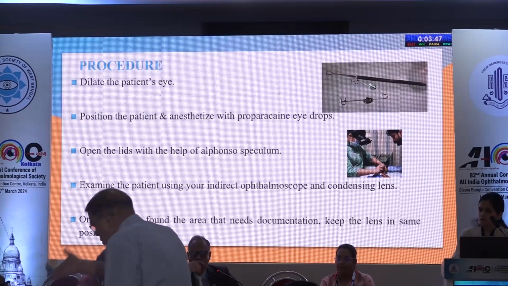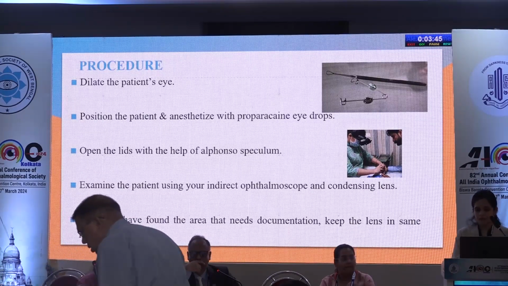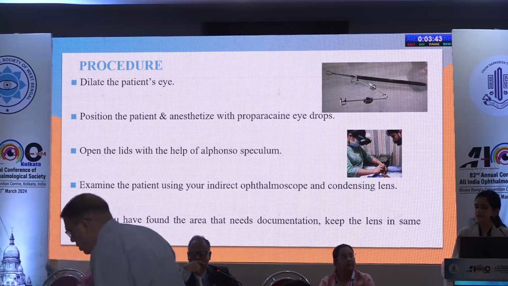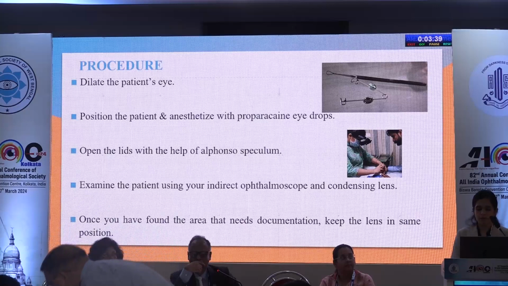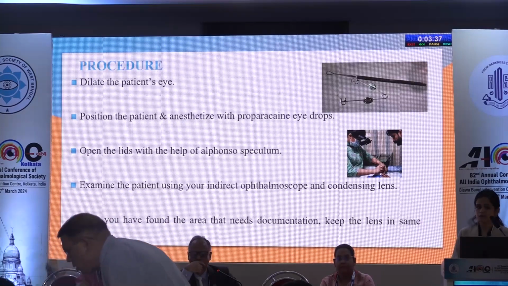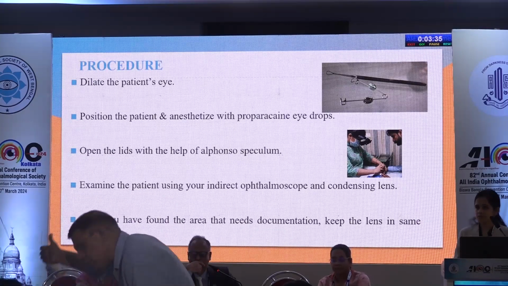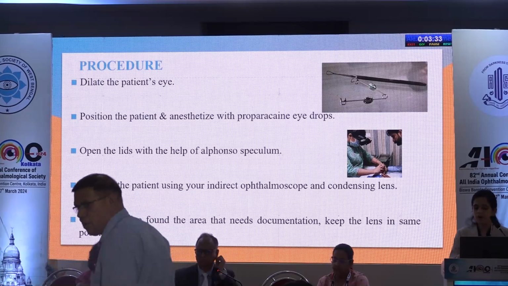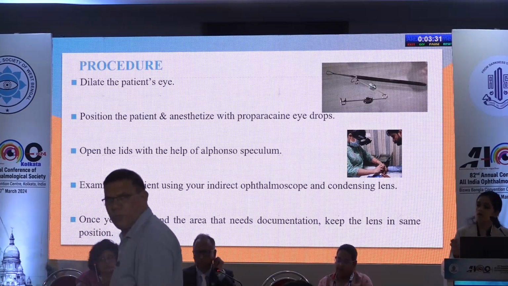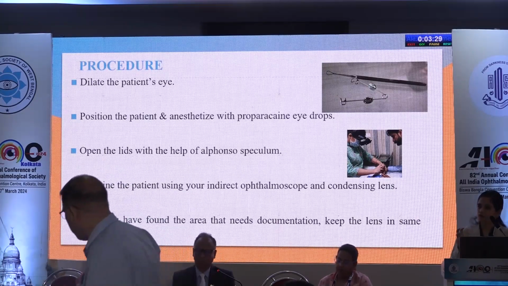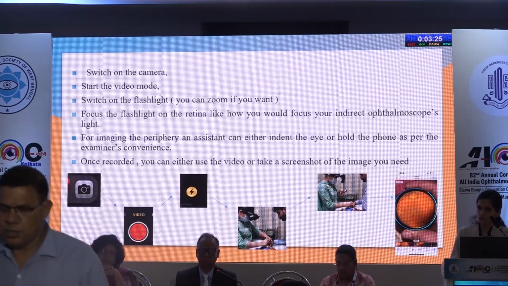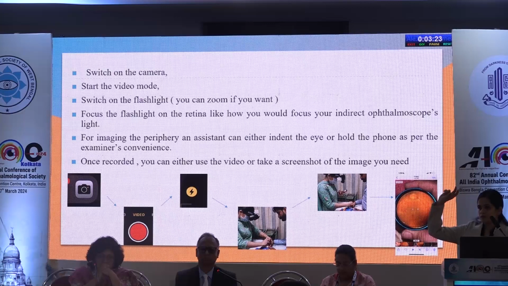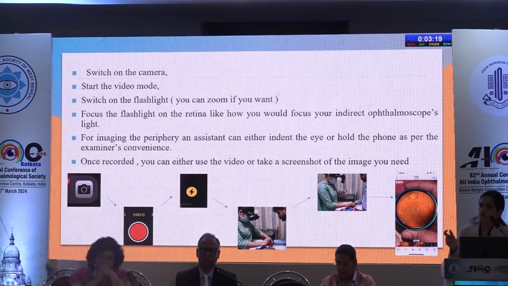So what is the procedure? When you are screening your ROP baby, dilate the patient, position the baby, anesthetize with proparacaine eye drops, open the lids with the help of your speculum, and examine the patient using the indirect ophthalmoscope and your lens. That is the first step that you do. You examine the baby how you usually do. And once you have found the area which needs to be captured, you keep your lens in the same position. Now lift your indirect ophthalmoscope head, bring in your camera, switch it on video mode and switch on the flash.